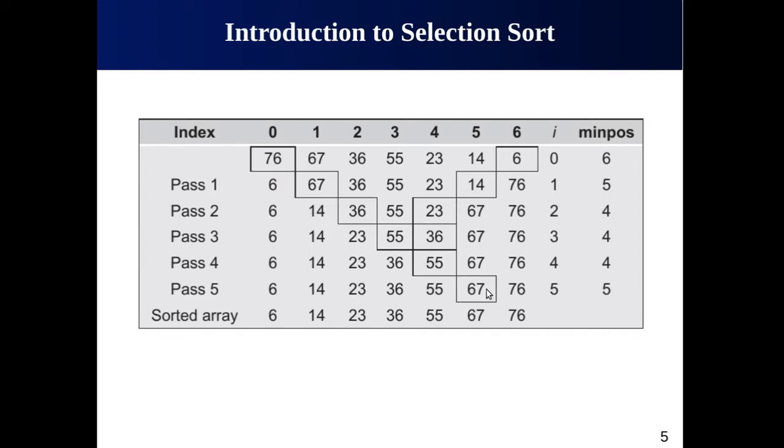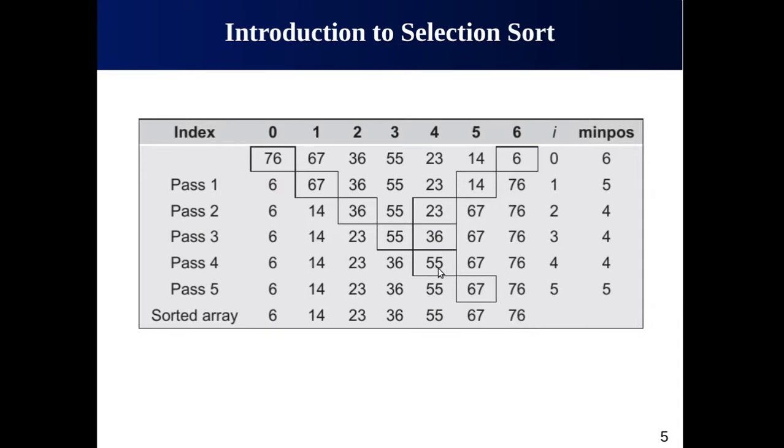Again, repeat the same process. Find the minimum value in these 2 elements. So as you see, the minimum value is 67, which is already in the appropriate location, so there is no need to swap. And once you are left with one single element, we know that single element is already in sorted form, we do not need to swap it or compare it, so our algorithm finishes here.